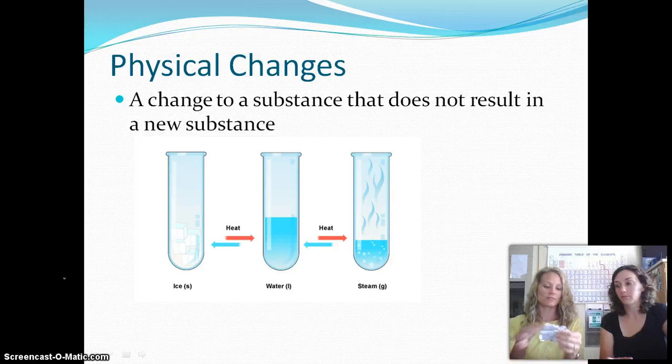The other one is if you rip something. It's still aluminum on this side, and on this side you've just changed the shape. Physical changes are pretty much if you start with something and it's still the same chemical compound in the very end, it's a physical change. As compared to the next thing.